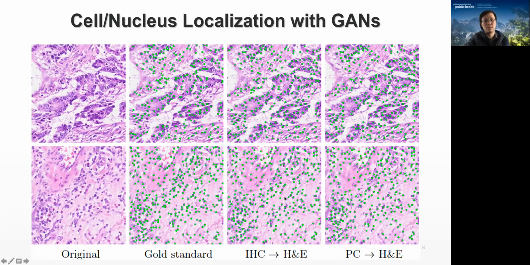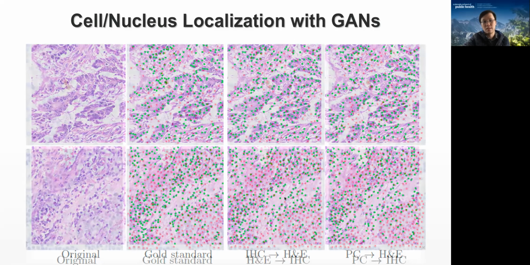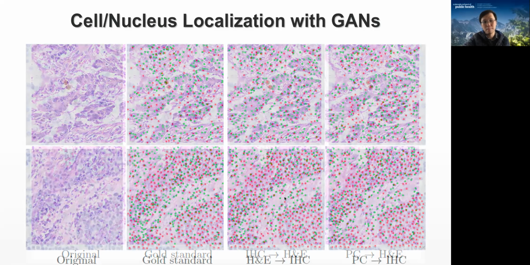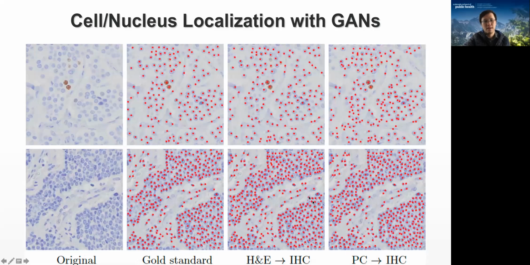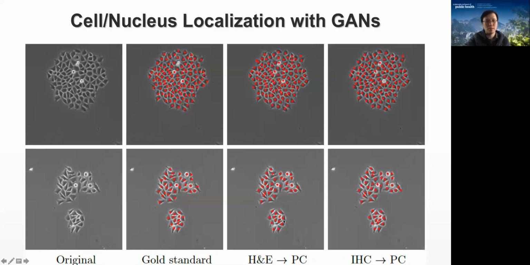And here is another result for the IHC stained data set. And the last one applies the model to the phase contrast image data. For this image data, you can see that compared with the ground truth, we almost correctly pick every single cell using our method.